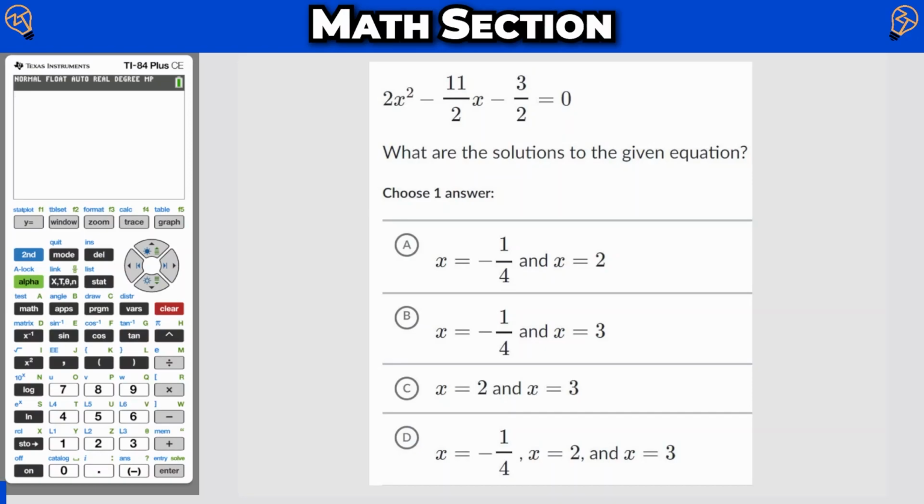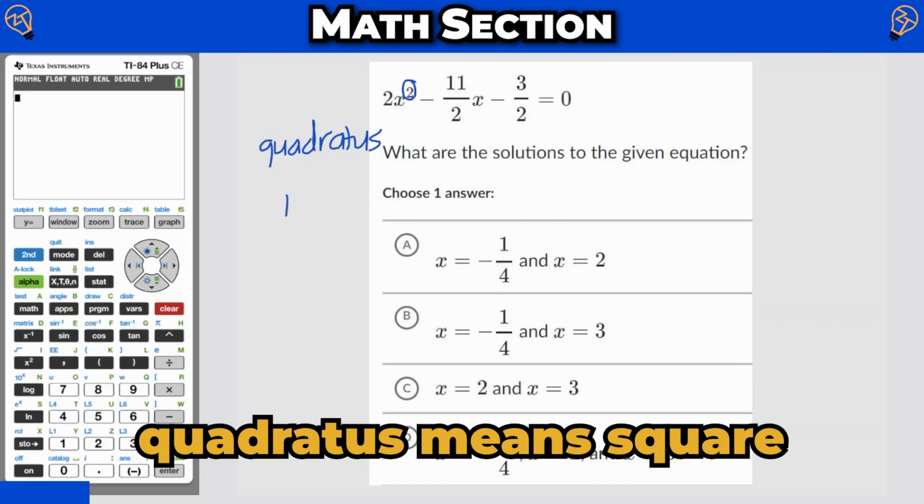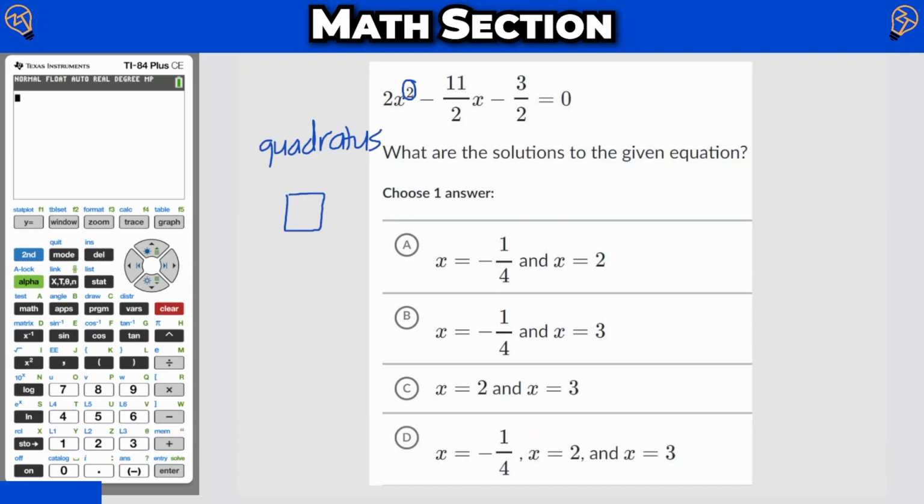So notice in this question, it's a quadratic one, which means that you have x to the second power. Now you might be wondering, why is a second degree function called quadratic? Well, that's a good question. The Latin word quadratus means square, as in the shape of a square. And a square is two-dimensional.